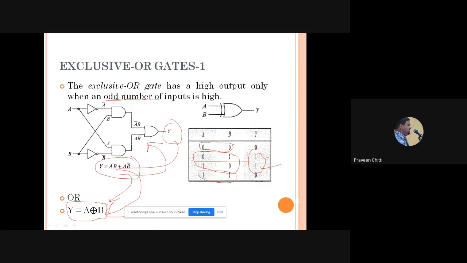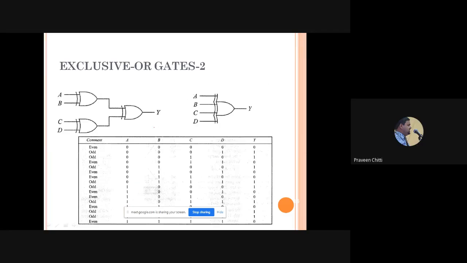So this is how you can represent exclusive OR gate in terms of the Boolean equation, and then you can draw the logic diagram using basic gates. The actual symbol of the XOR gate is this. This XOR gate consists of this particular hardware using what? The basic gates. Is that clear? Yes, sir.